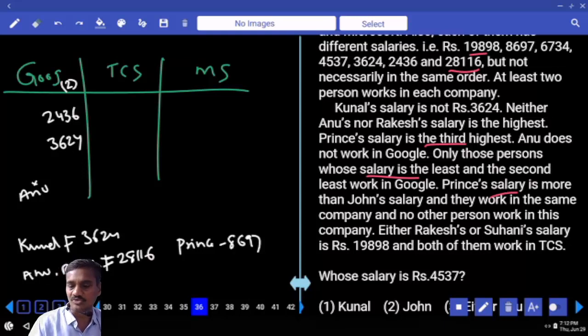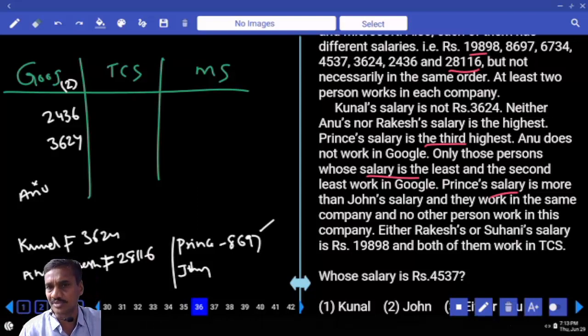And Prince's salary is more than John's salary, and they work in the same company. Now Prince and John cannot be in Google because Prince's salary is 8697. They can be either in TCS or in Microsoft. Whether these are the only 2 persons working in that company is also not known. And no other person works in this company. That means there are only 2 persons.